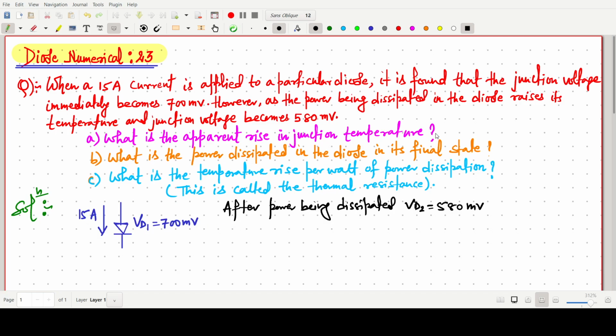After power is dissipated across the diode, it raises the temperature of the diode, which causes a decrease in the voltage, to about 580 millivolt. That 580 millivolt occurs with the increase in temperature.